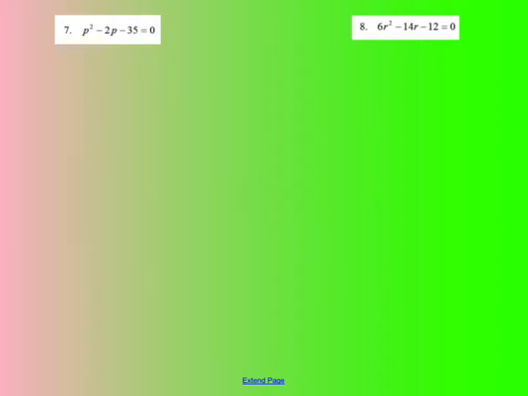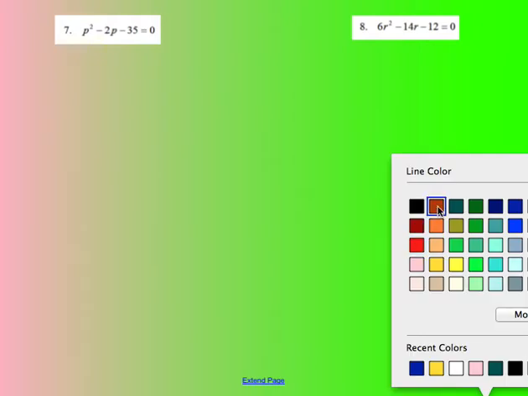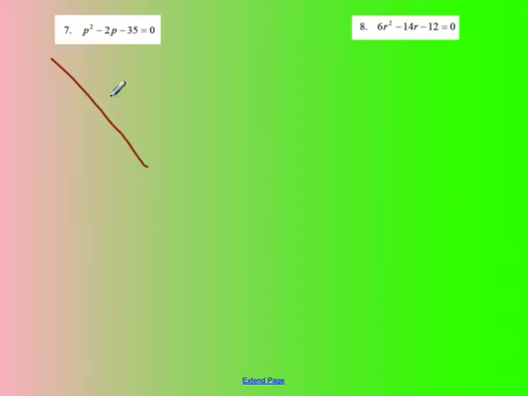Let's take a look at number 7. So for number 7, we're going to be multiplying out for our x. So we're multiplying to a negative 35 and adding to a negative 2. So because we have a negative sum, we need a positive and a negative factor. So what multiplies to 35 and adds to negative 2? Positive 5 and negative 7. Remember, the order of that x can be flipped around.